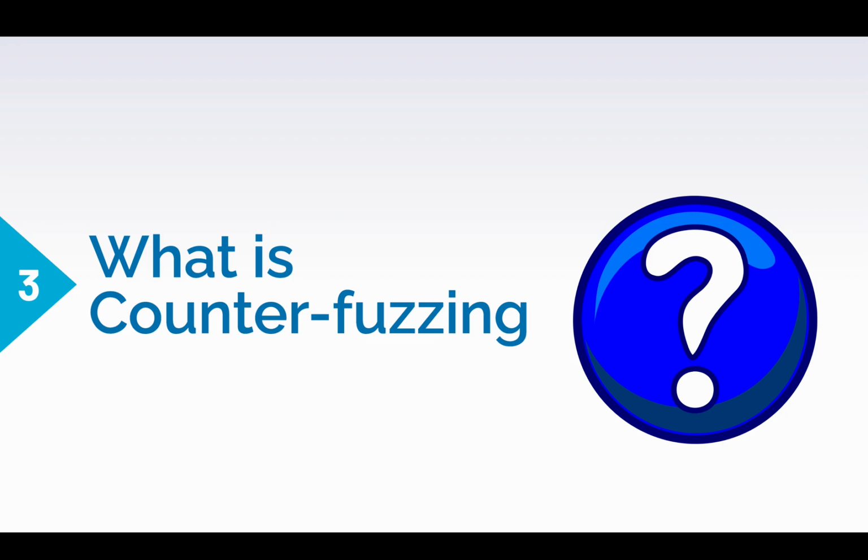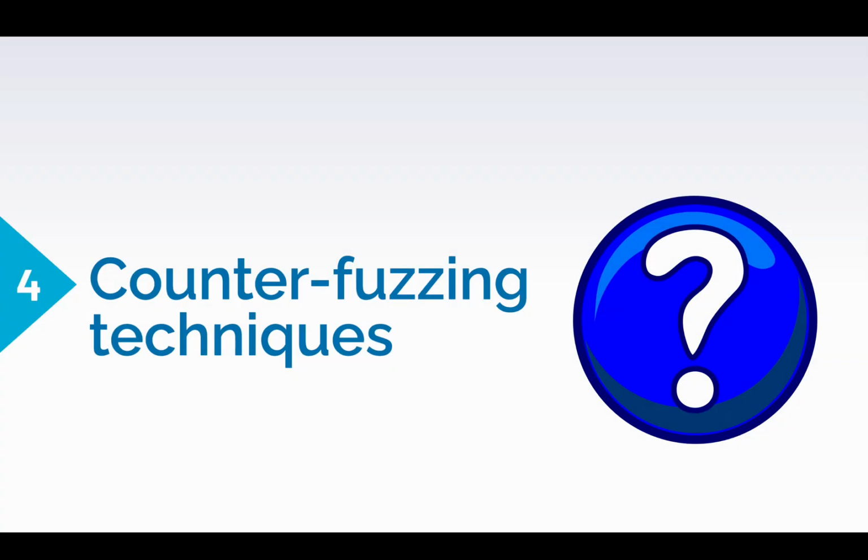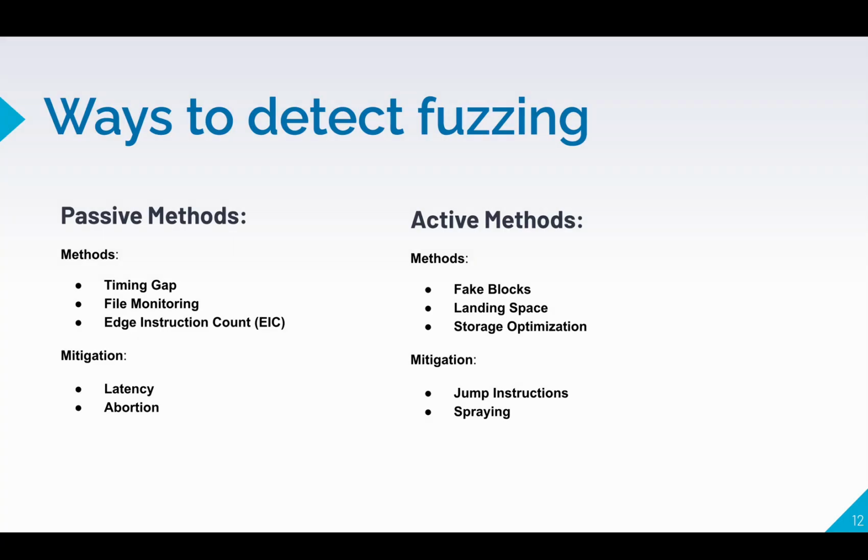So what does it mean again? It refers to techniques that prevent or disrupt fuzzing attacks by making fuzzing less effective and more resource intensive. There are some counter fuzzing techniques, such as ways to detect fuzzing. We have passive methods and active methods. Both methods are aimed at identifying when a program is being fuzzed, but they differ in approach and implementation.